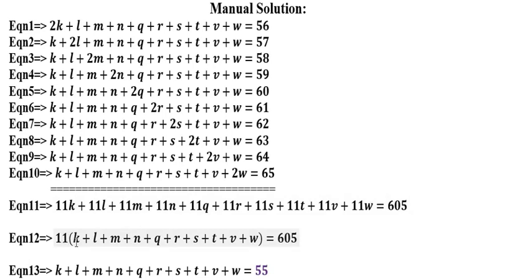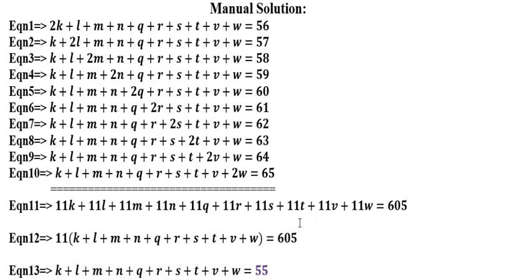Then from here we can factor out 11: 11 times (K + L + M + N + Q + R + S + T + V + W) equals 605. Divide both sides by 11, and you have K + L + M + N + Q + R + S + T + V + W equals 605 divided by 11, which is 55.